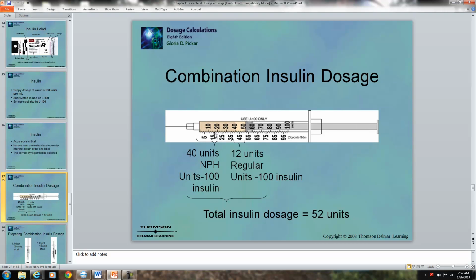So this is an insulin syringe, and notice that you have units given. So sometimes you can give different types of insulin. So if you were to give 40 units of one type and 12 units of another, you could draw that up within the same syringe, and you actually end up giving 52 units.